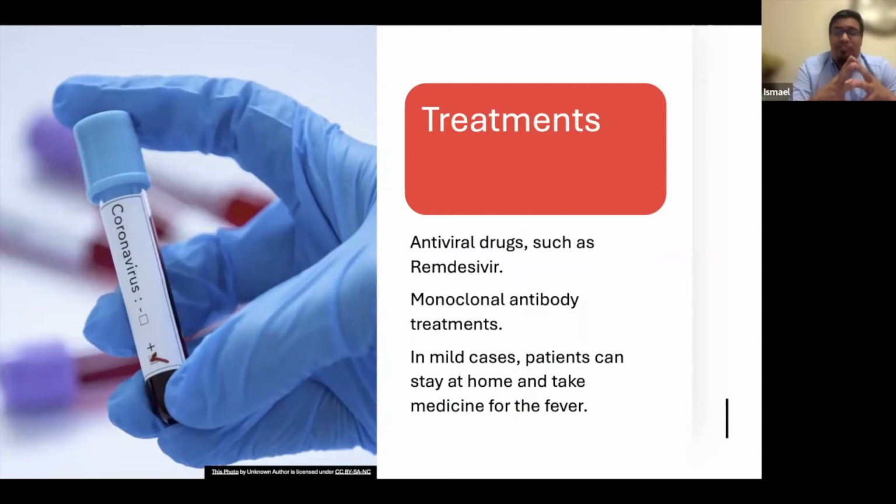Thank God, there are treatments, and one of those is antiviral drugs such as remdesivir, and monoclonal antibody treatments too. In mild cases, patients can stay at home and take medicine for the fever. In my case, what did help me a lot was antibiotics, and I am not a scientist. I don't know how that worked out, but to me, it did help a lot.